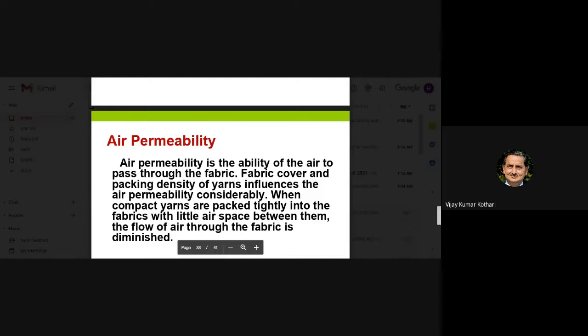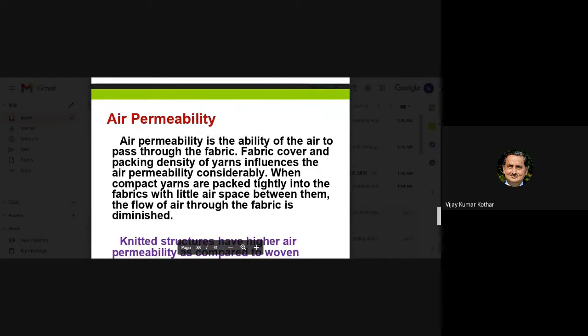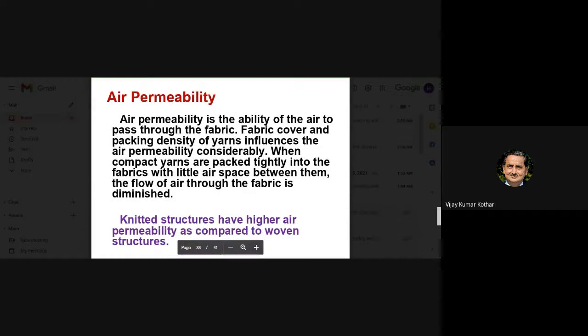Let's look at another characteristic, which is a flow property: air permeability, the ability of air to pass through the fabric structure. The fabric cover and the packing density of the yarns would influence the air permeability considerably.